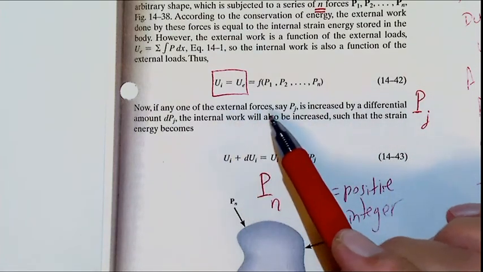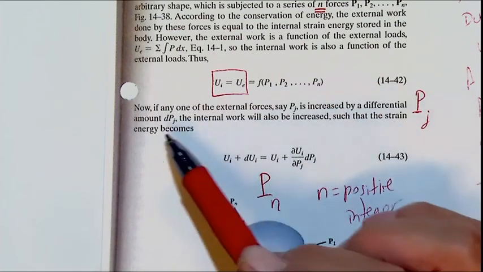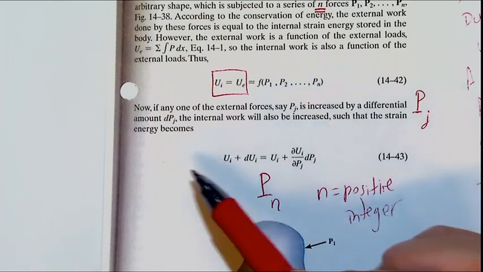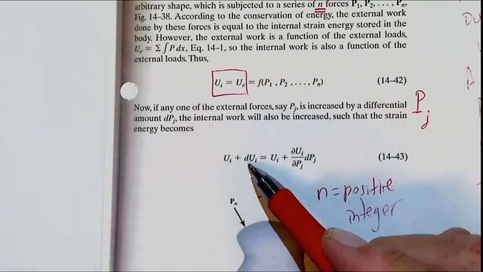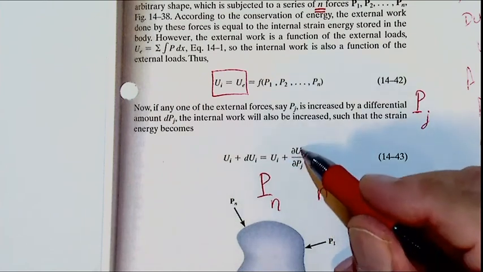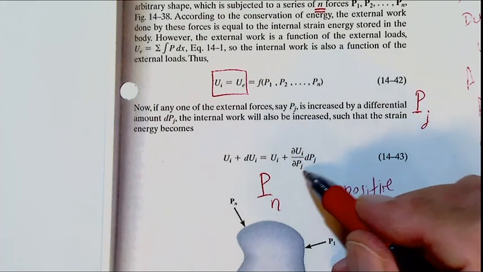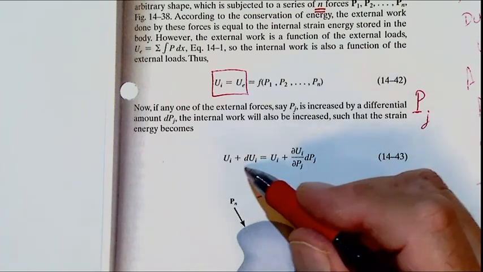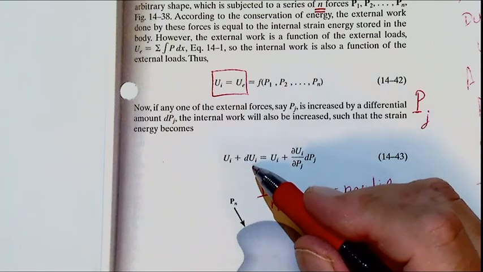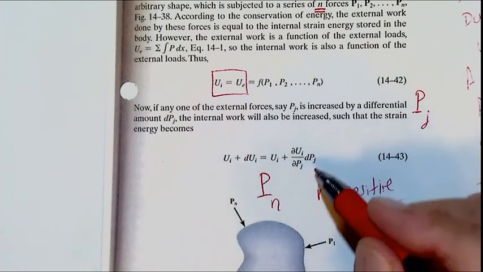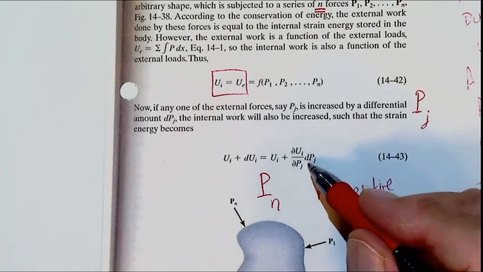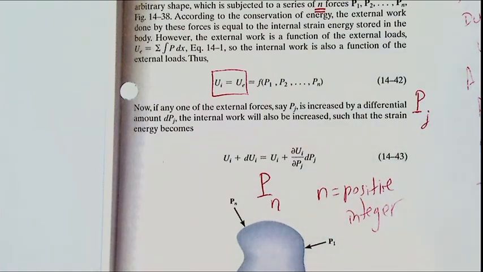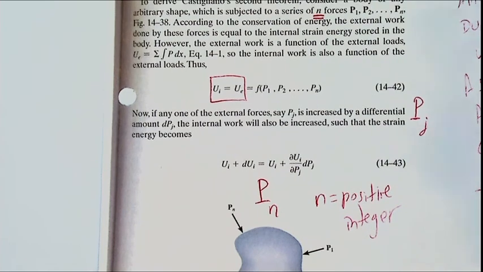Now, if one of the external forces, Pj, is increased by a differential amount, dPj, the internal work will also increase, such that the strain energy will be U_i plus dU_i equals U_i plus the derivative of U_i with respect to Pj times dPj. That is a differential. This is very simple. Differential equals derivative times the differential of what is increased. P increased by dPj. Any questions? Now, pay attention.